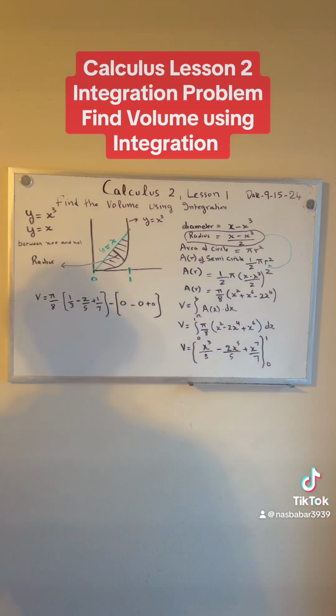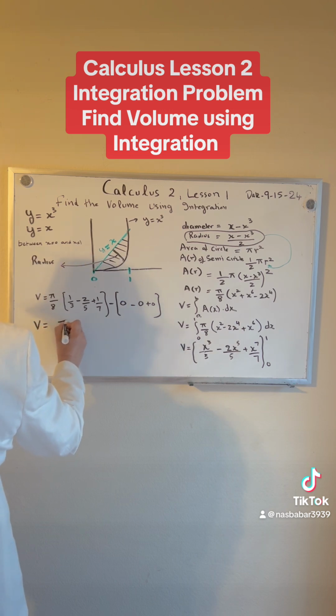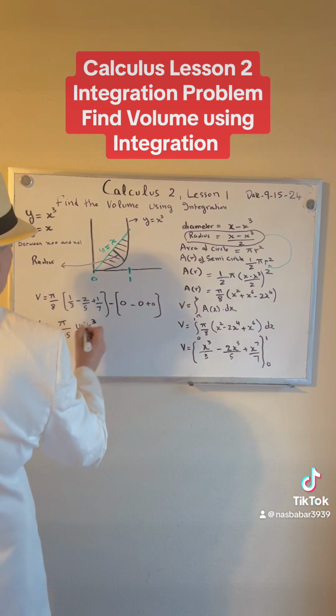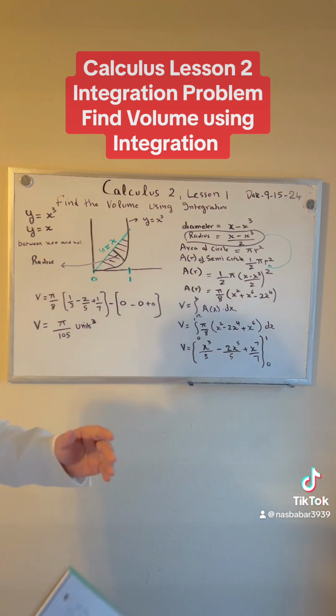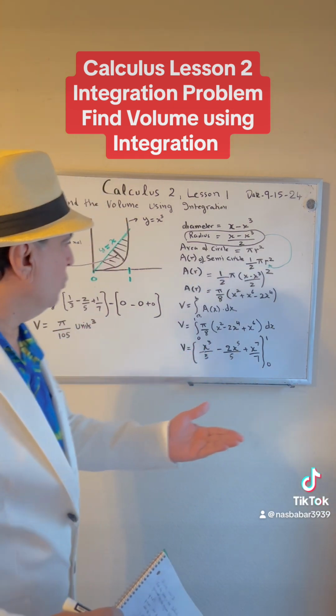So my friends, when you solve this, your volume is going to be pi over 105 units cube, because area is unit square and volume is going to be unit cube.